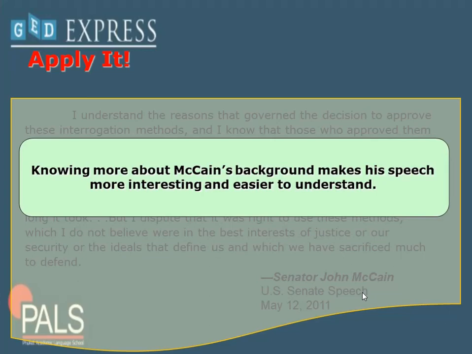So that's how we analyze a statement. That's how we try to recognize historical significance within a statement. So if you know more about McCain's background, it makes his speech more interesting and easier to understand. Okay, so it takes a lot of time, but my advice is for you to keep on reading newspapers, news clips, and this will help you out to be more aware of the background, especially that we have international students.